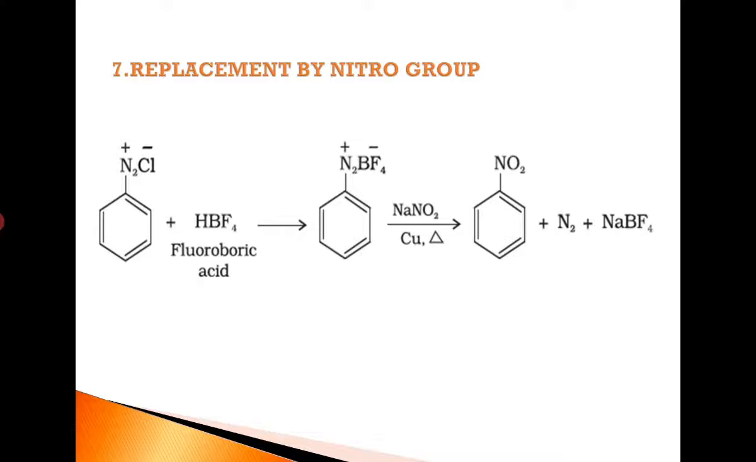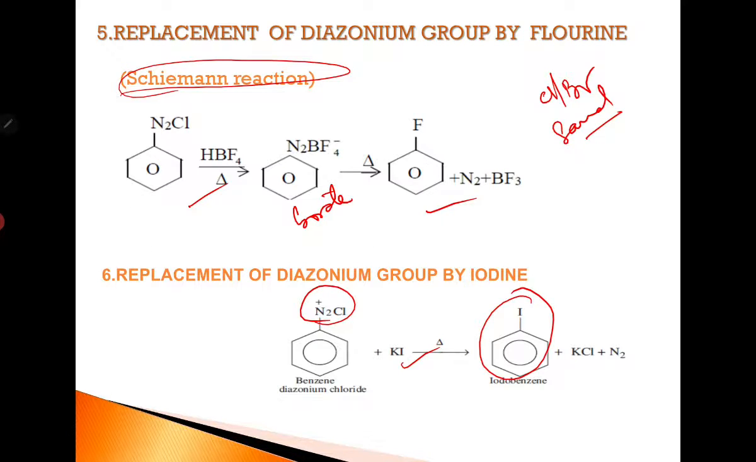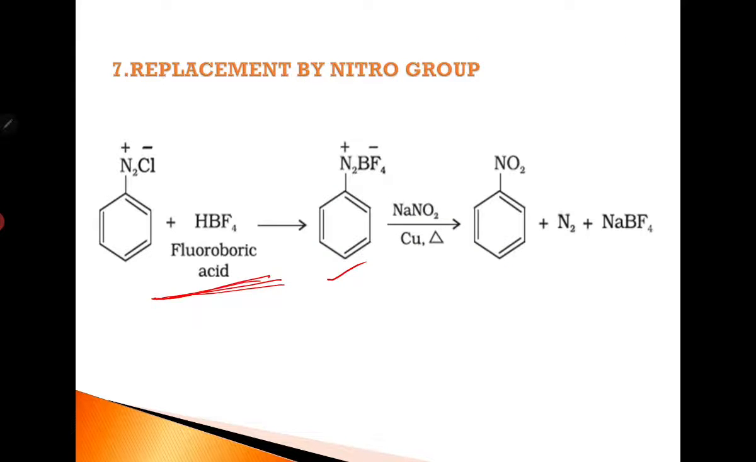And first here, as we have seen in Schiemann reaction, benzene diazonium chloride is treated with fluoroboric acid. Again, as usual, we get a fluoroborate. But this fluoroborate, on heating, gives fluorobenzene directly. But if this fluoroborate is treated with sodium nitrite and finely divided copper, nitrobenzene is obtained, as the nitro group is substituted in the place of this borate salt.